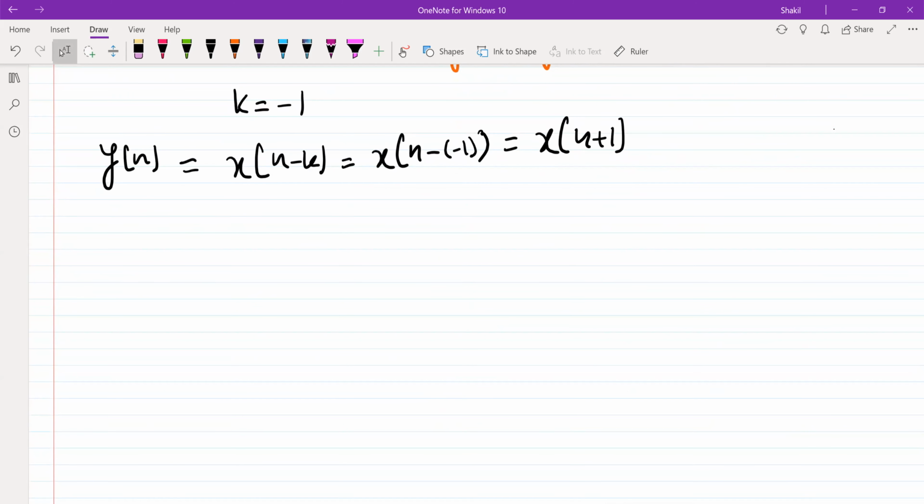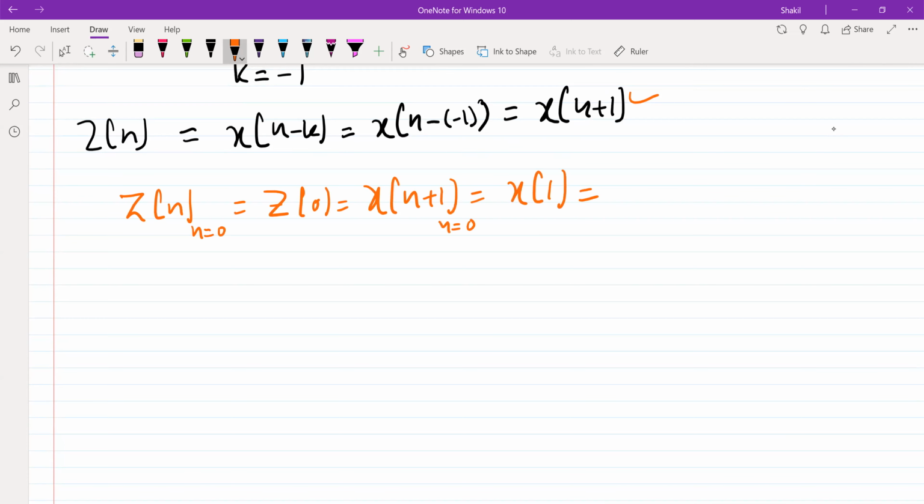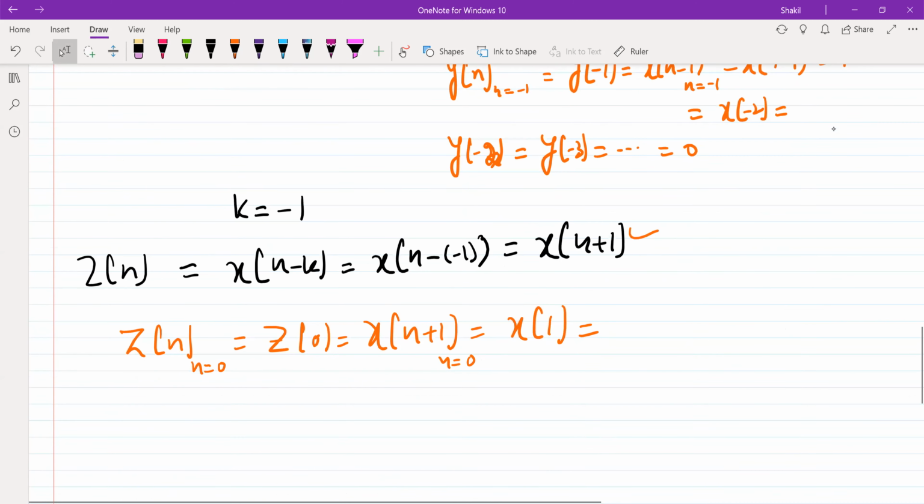Now let's obtain the values, or let me use a different name this time, z of n, instead of y of n. Later on we can do the comparison between x, y and z of n. So let's calculate the value of z of n for different values of n. Always start with n equal to 0 point. So n is equal to 0, that means simply z of 0. z of n is defined as x of n plus 1 from here. So when n is equal to 0, this is x of 1. So z of 0 is the same as x of 1. What's the value of x of 1? X of 1 is 2.